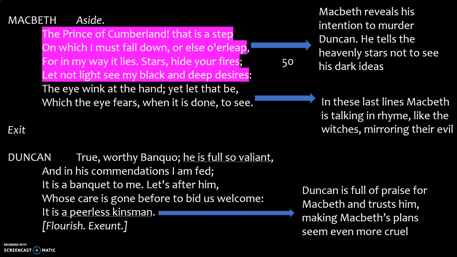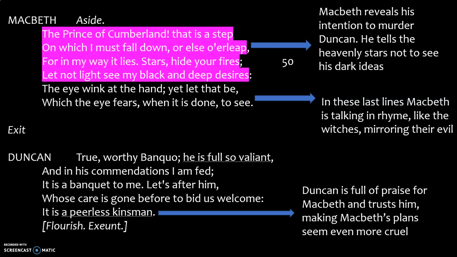That's a really useful quote for using at this point of the play, because this is where Macbeth really turns and first reveals the darkness that's inside of him and that evil. So I put on the arrow there, Macbeth reveals his intention to murder Duncan there. But he also then tells the heavenly stars not to see his dark ideas. That's where he says, "Stars, hide your fires," like don't look at me, don't let your light see my black and deep desires. So he even recognises himself that what he's wishing and wanting is bad.